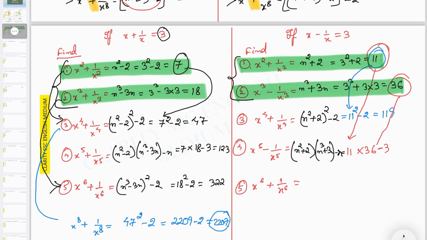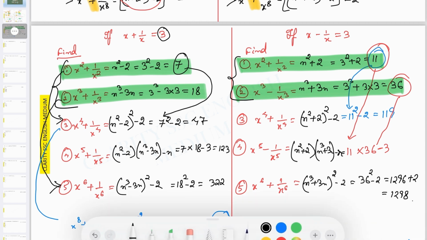X to the power 6 is nothing but n cubed plus 3n whole square minus 2. That means 36 square minus 2. 1296 minus 2 is 1294.